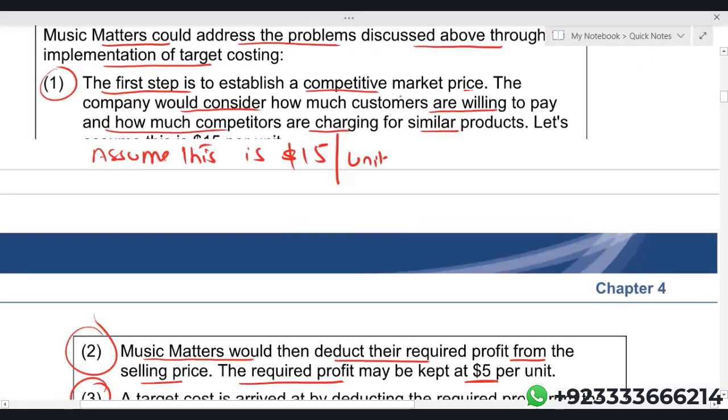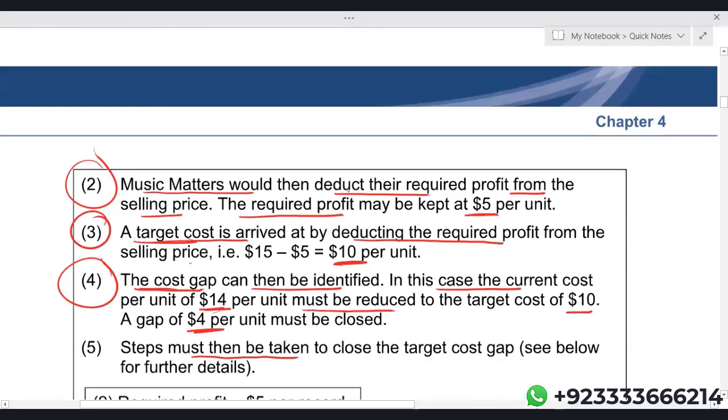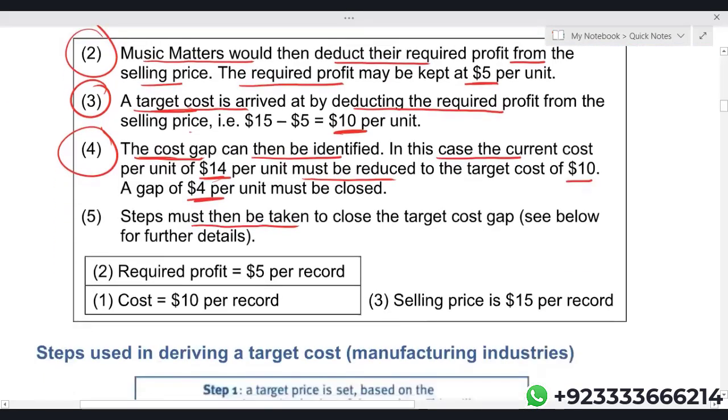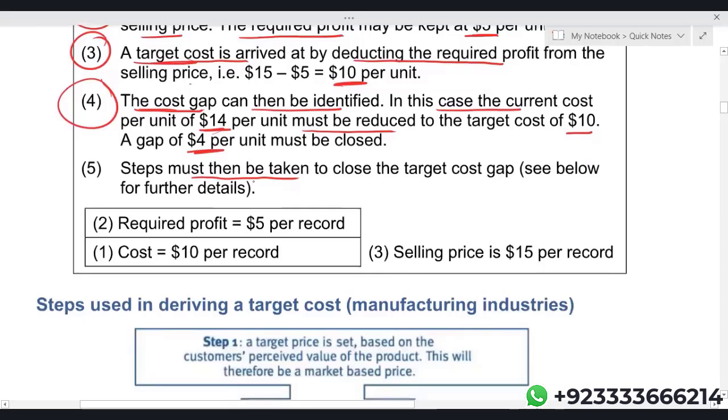So the first step is to establish the competitive market price. Second, deduct the required profit from the selling price. So the required profit may be kept, let's say $5. In step 3, you get the target cost. Step 4, the cost gap. Step 5, now you will have to introduce the strategies to reduce this cost gap. So this is the required profit, this is the target cost, and this is the selling price. So this is target cost, required profit, and then obviously selling price.